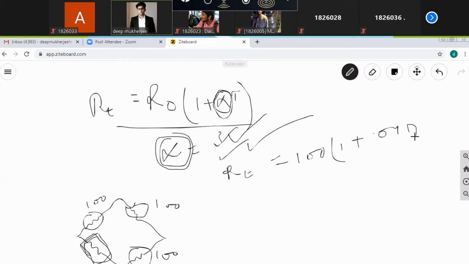T equals 200. Using that equation, if we put the value of alpha, 0.04, we can find the value of RTD. So that is the RTD. Please calculate this value and put it here.